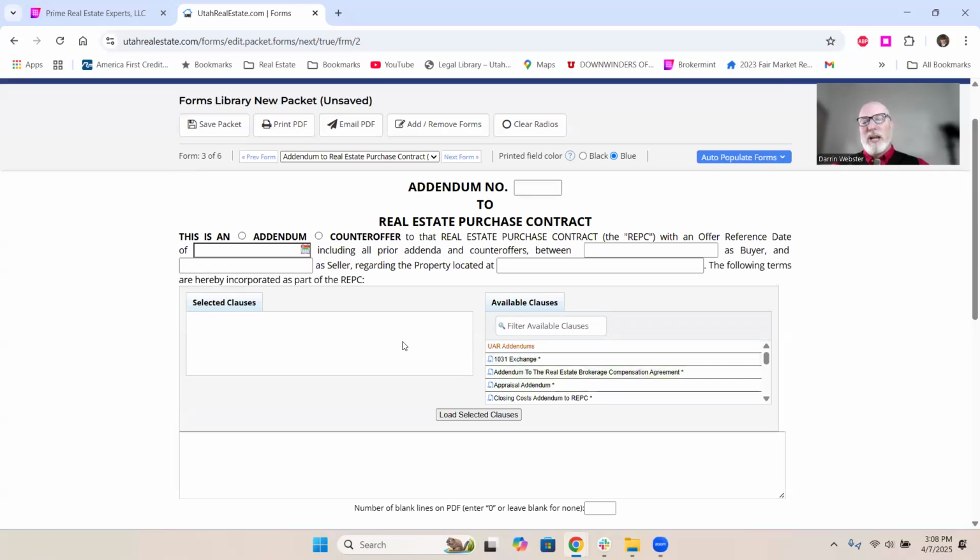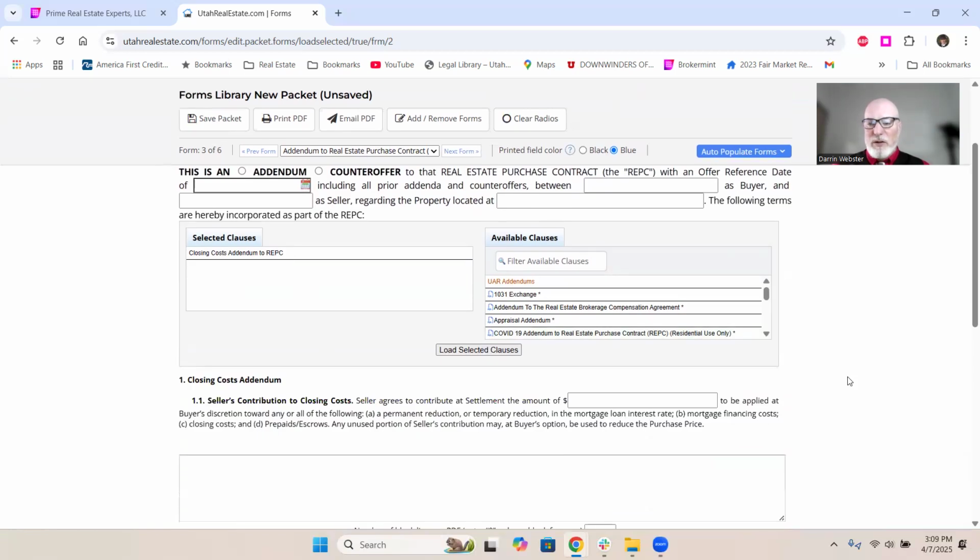Now, a blank addendum can be used. The one we're specifically looking for is the closing cost addendum to the REPC. I'm going to drag that over here and load it. This is if you have a buyer who is not using FHA or VA. They're using conventional or they're using USDA, and they do want the seller to provide some kind of closing cost credit. Then this states specifically the dollar amount to be paid toward either permanent reduction or temporary reduction of mortgage rate. This is a 3-2-1 buy down or a 2-1 buy down. Mortgage financing costs, their closing fees, whatever, and prepaid items and escrows.